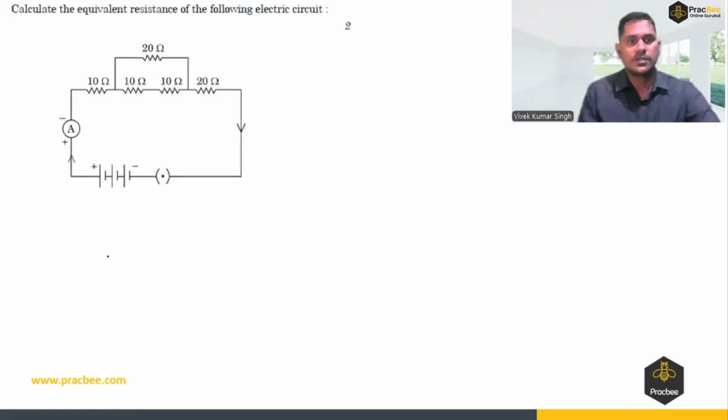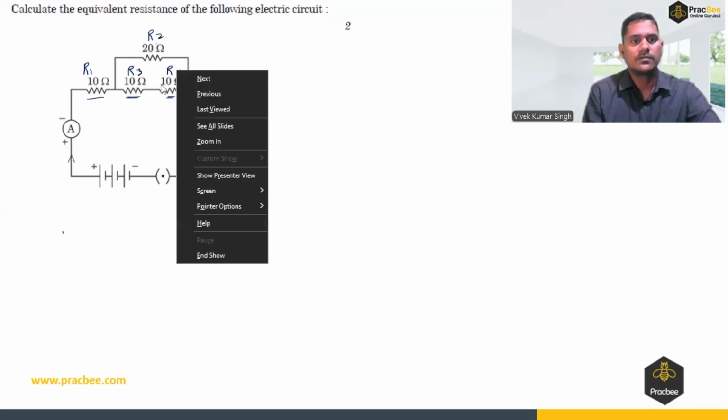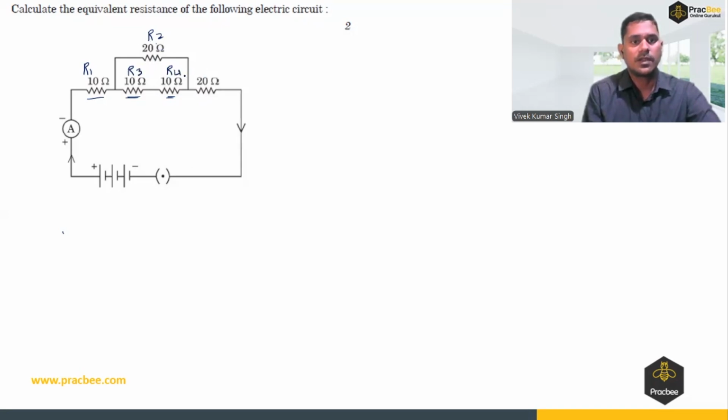Let's see this question, which was asked in the board exam. The question asks: calculate the equivalent resistance of the following electric circuit. Here we can see this 10 ohm, this 10, this 10, and this 20. So this 10 and this 10 are in series, and their equivalent is in parallel with this 20. Let's say these are R1, R2, R3, R4, and R5.